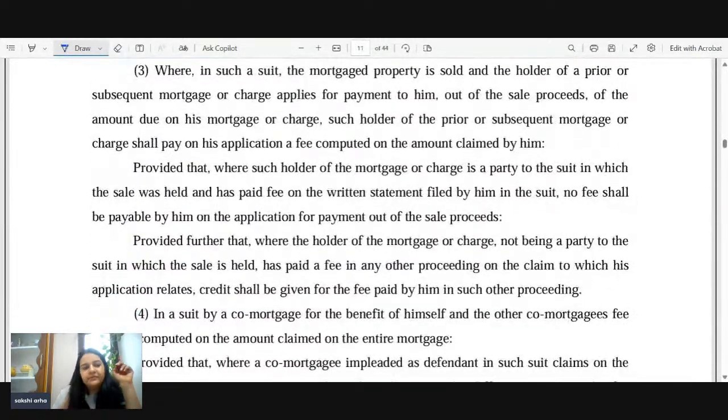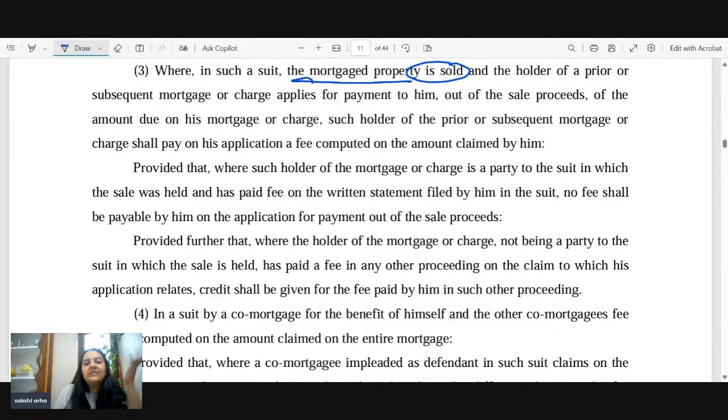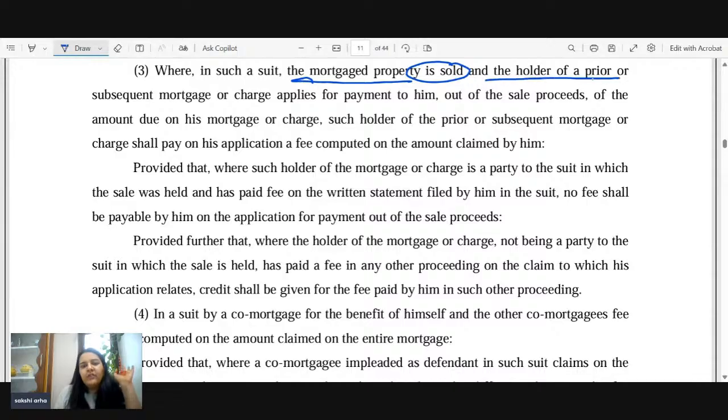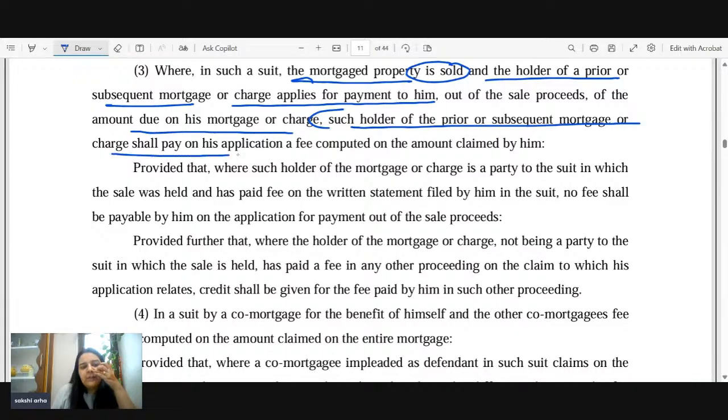Then third, where in such a suit the mortgage property is sold. Okay, suppose the mortgage property is sold and the holder of a prior or subsequent mortgage or charge applies for payment to him. जो subsequent mortgager है, okay, he applies for payment. Okay, the property is sold, but the subsequent mortgage के लिए जो payment था वो अभी तक नहीं हुआ है. Then out of the sale proceeds of the amount due on his mortgage, such holder of the prior or subsequent mortgage or charge shall pay an application of fee computed on the amount claimed by him.